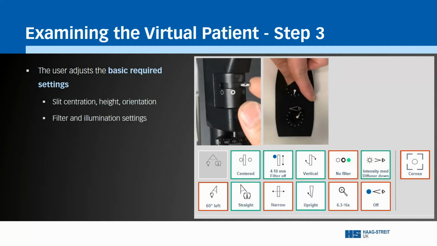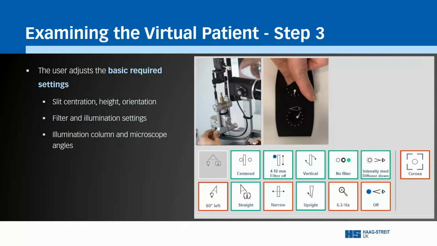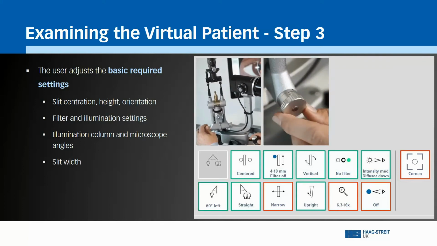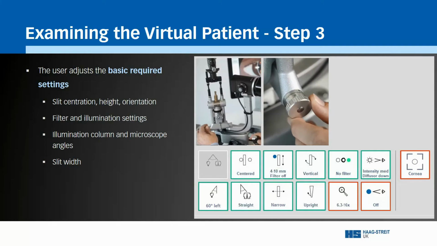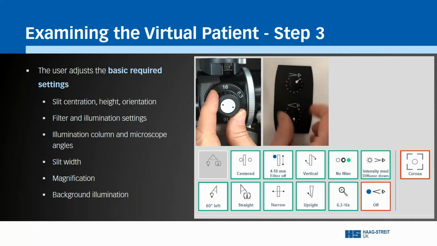Filter and illumination intensity, illumination and microscope column angles, slit width, magnification settings, and background fill illumination level. It's worth noting that some of these basic settings may drift back into red once you start the examination proper.